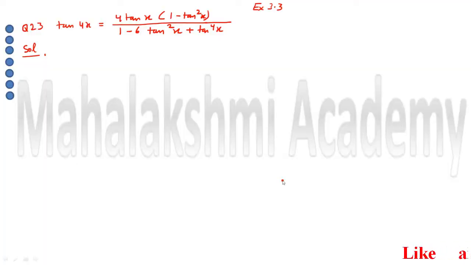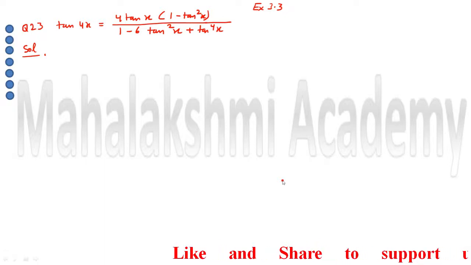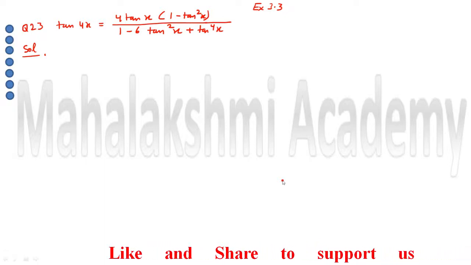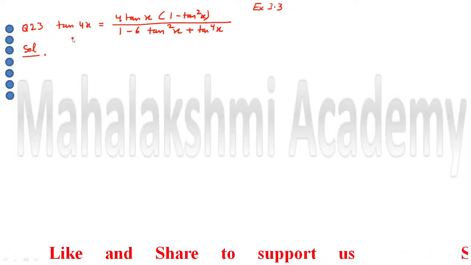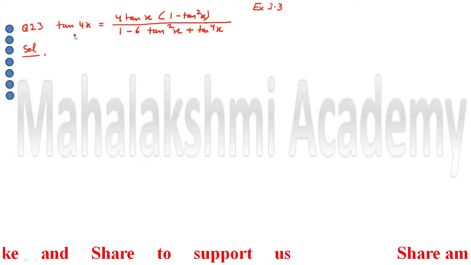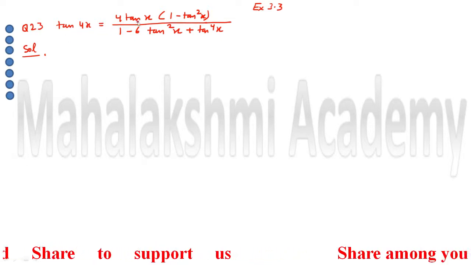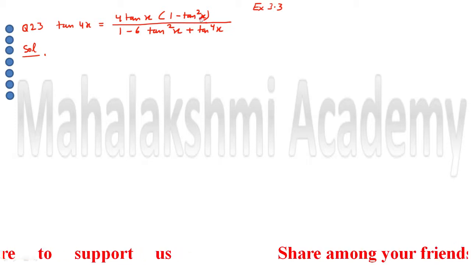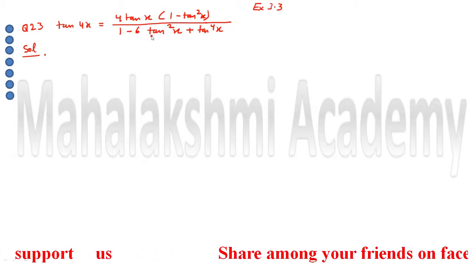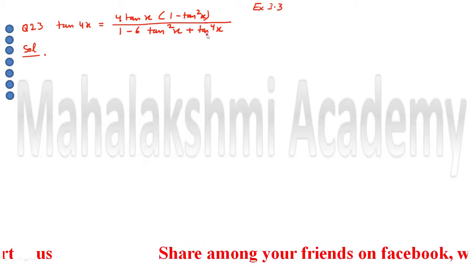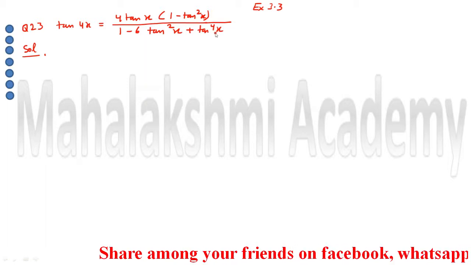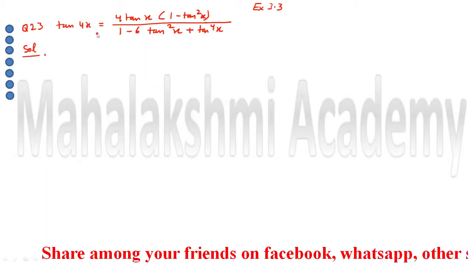Hello everyone, I am going to explain question number 23 and question number 24 from exercise 3.3 of 11th class maths. In question number 23, we have to prove tan 4x is equal to 4 tan x (1 minus tan square x) divided by 1 minus 6 tan square x plus tan to the power 4x. So here students, just concentrate on the angles.